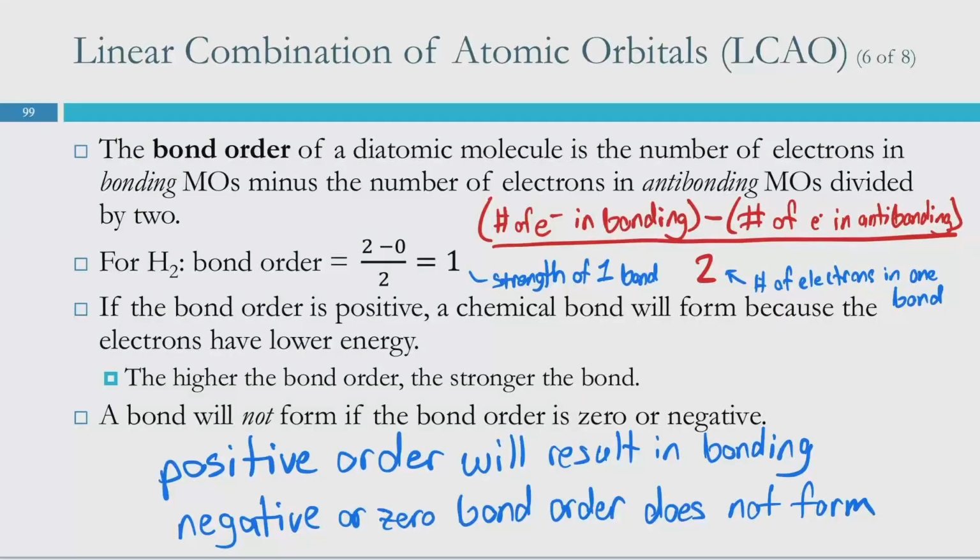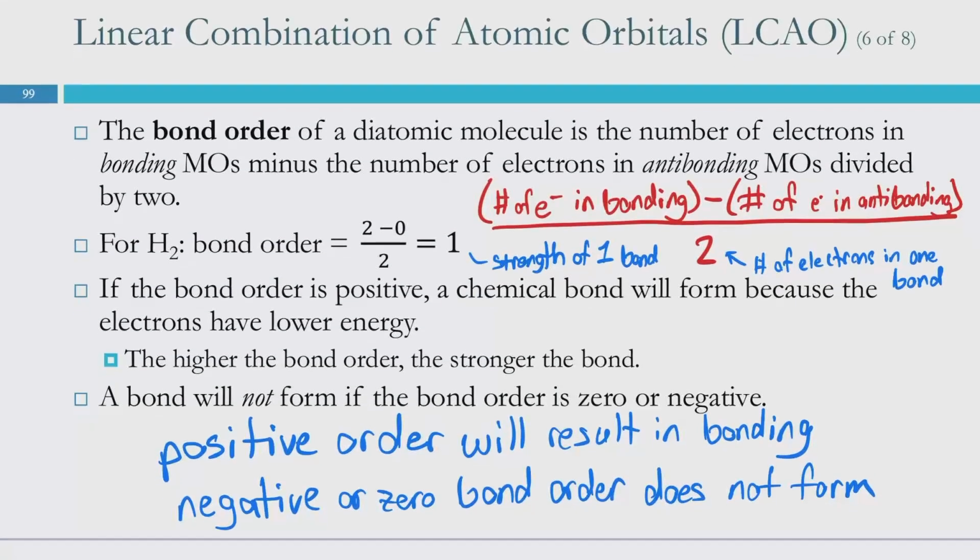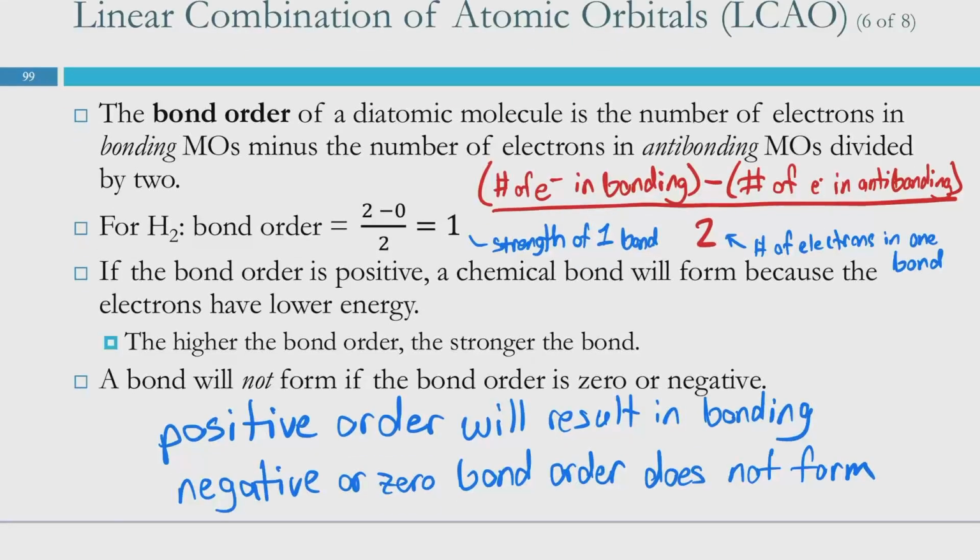So we can use this to predict if chemicals will exist based on how their molecular orbital diagram looks. If we get a positive bond order, then we can predict, okay, that probably exists. It could exist. It might even exist right now. If it's negative or zero bond order, we would expect that it does not form.